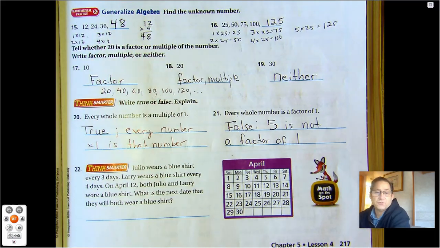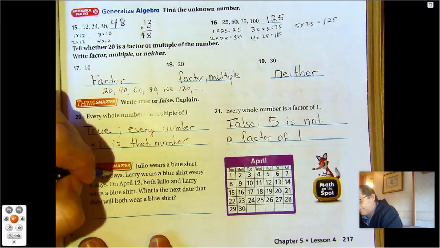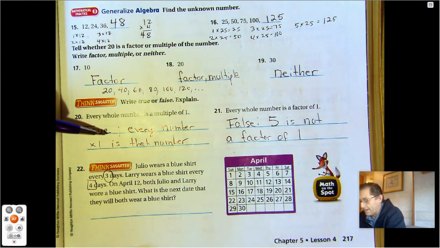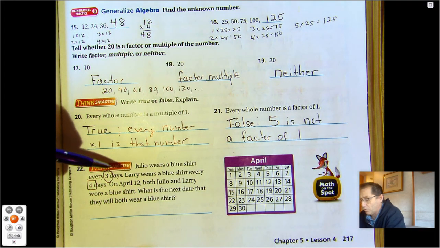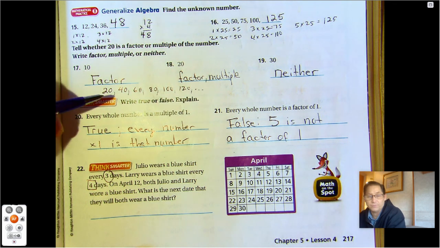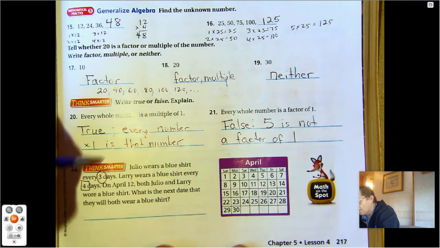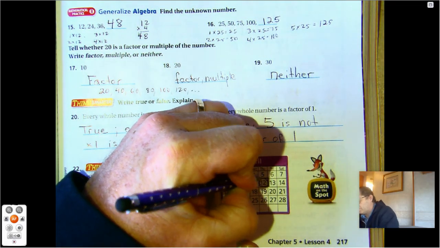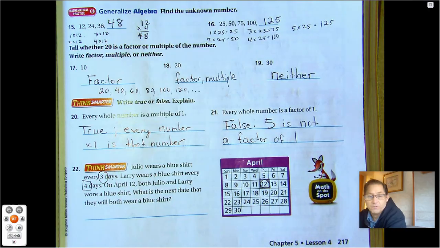Okay, Julio wears a blue shirt every 3 days. Larry wears a blue shirt every 4 days. On April 12th, both Julio and Larry wore a blue shirt. What is the next date that they will both wear a blue shirt? So let's start on the 12th. And they're both going to be on the 12th.